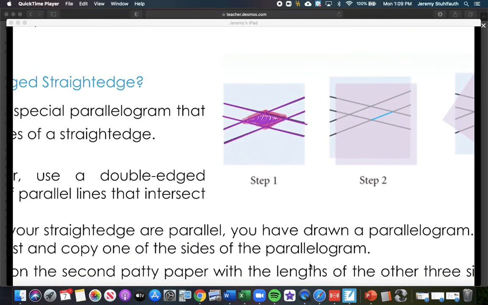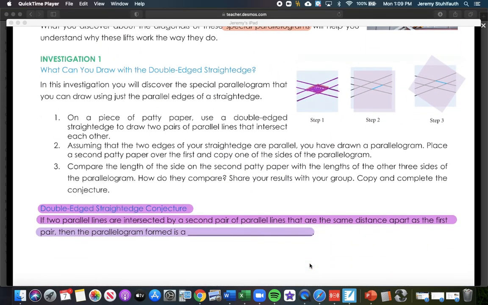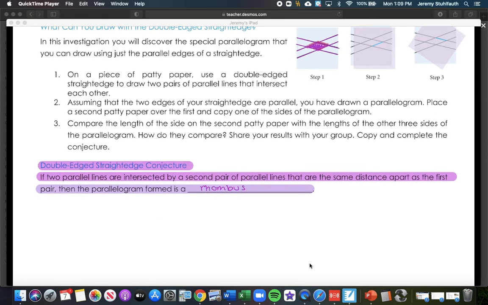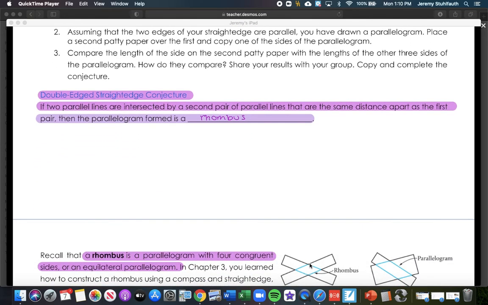So what we come up with is the double-edged straight-edge conjecture, which says if two parallel lines are intersected by a second pair of parallel lines that are the same distance apart as the first pair, then the parallelogram formed is a rhombus. Again, that's saying if you have a pair of parallel lines intersected by a second pair of parallel lines and both pairs are the same distance apart, then you get a rhombus, which leads us into our discussion of the properties of rhombuses.